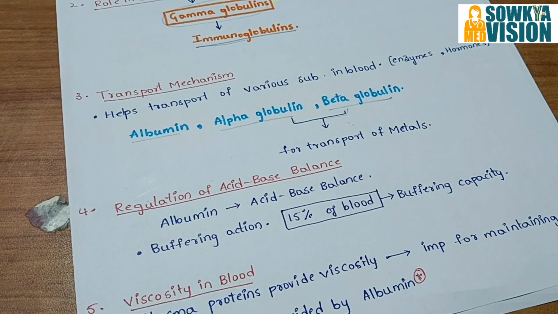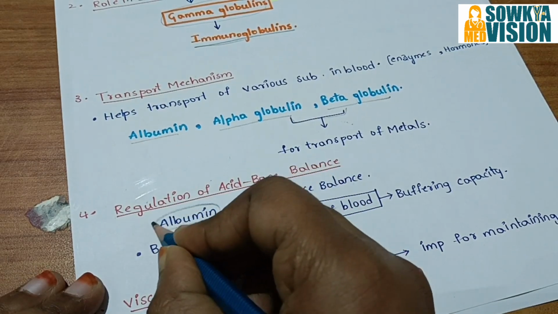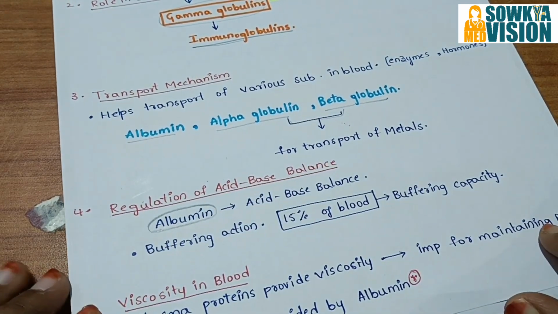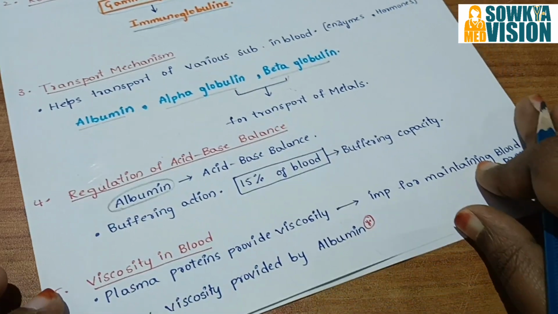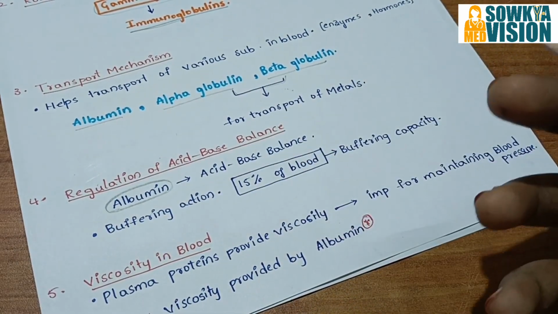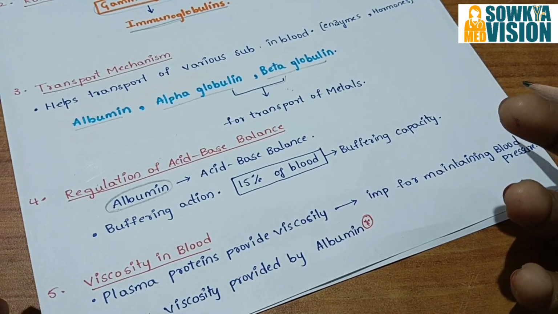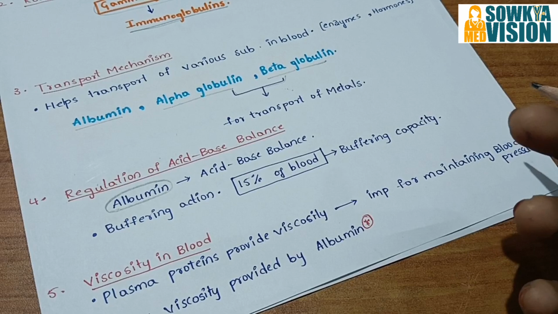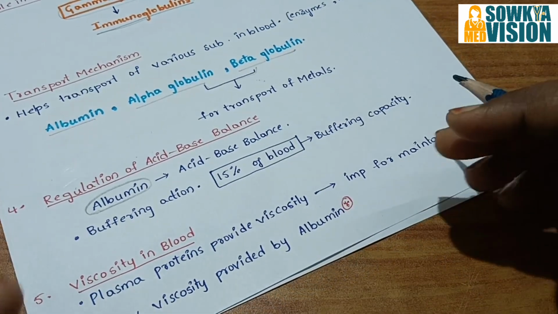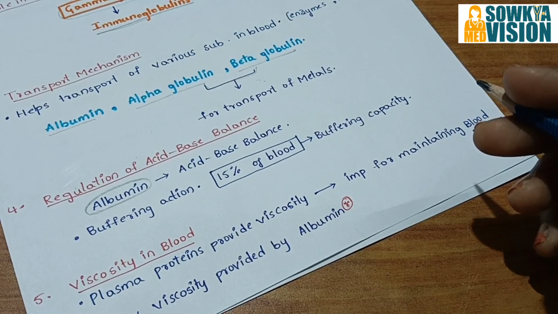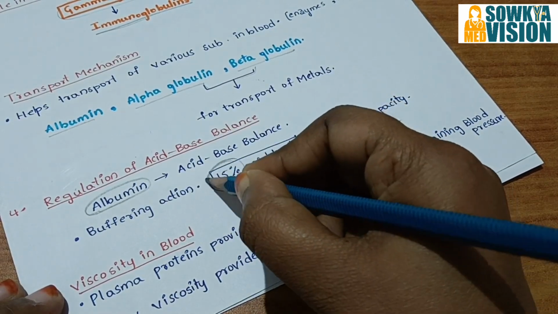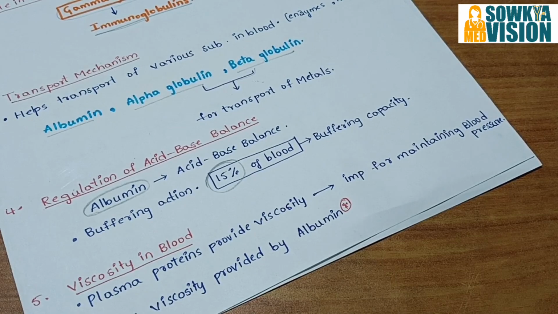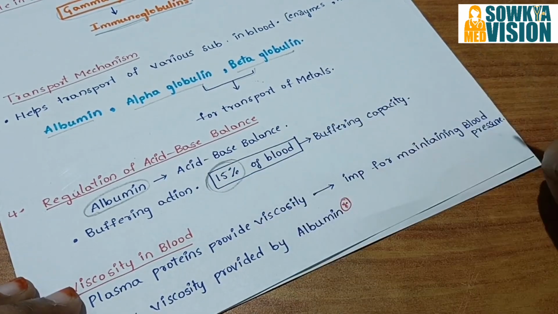Now the regulation of acid base balance. The main plasma protein that is involved in acid base balance is albumin. Albumin is the main plasma protein involved in maintenance of acid base balance. The plasma proteins have buffering action. The buffering action of these plasma proteins, especially albumin, in the blood is about 15%.